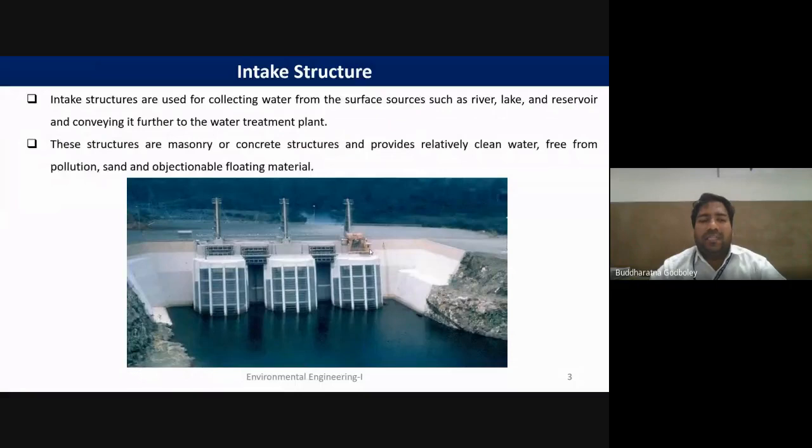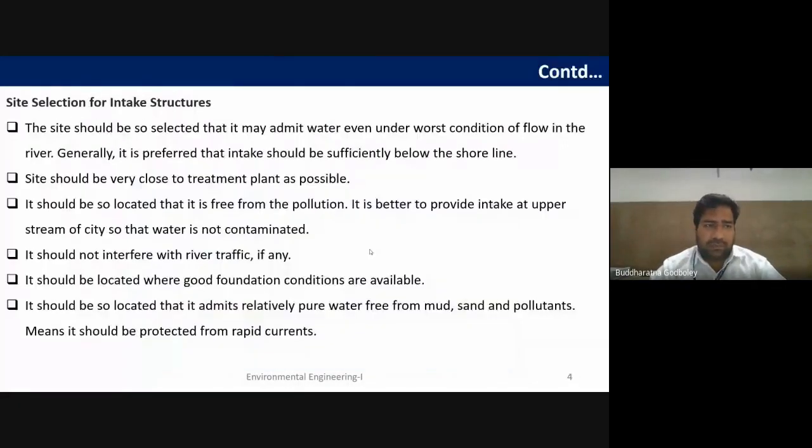Okay, these structures are masonry or concrete structures and provide relatively clean water free of pollution, sand and objectionable floating material. Okay, because at the intake structure, at the first level, through screening and so on, floating materials and major pollutants are removed by providing screens and so on. Okay.